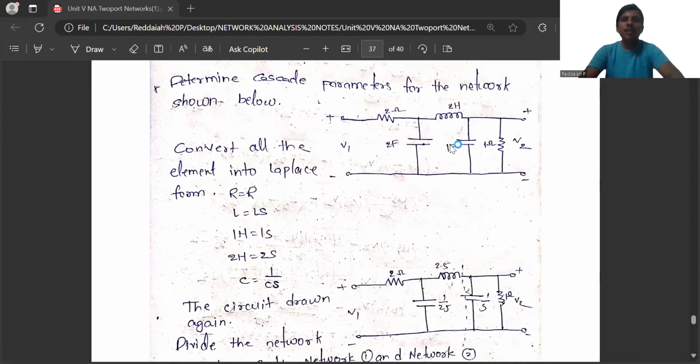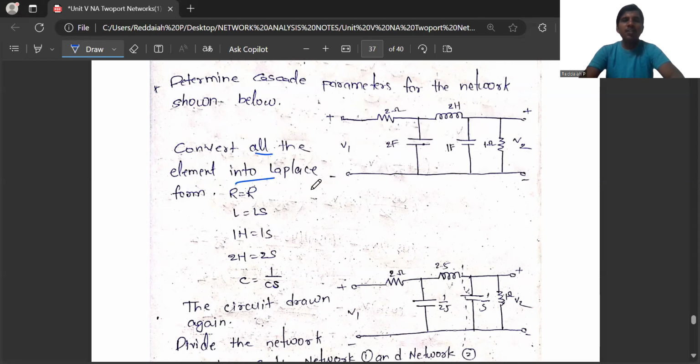It consists of so many inductors, so many loops are there. To convert all these elements, we have to replace them with Laplace. Determine the cascade parameters for the network shown below. To find the cascade parameters for this network, the network is divided into parts. Convert all the elements into Laplace.